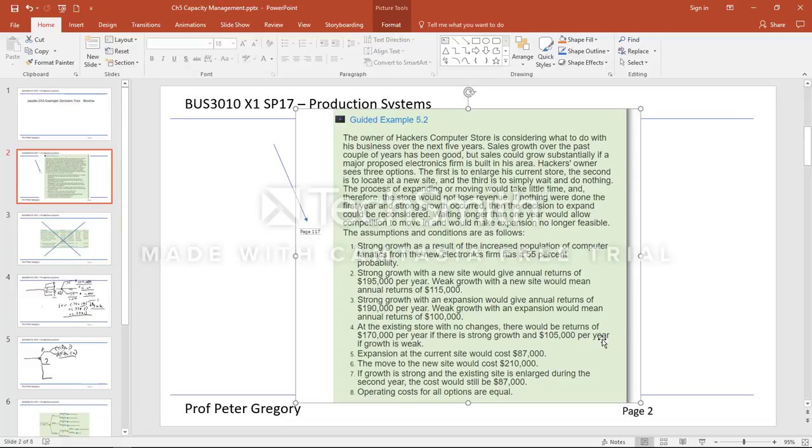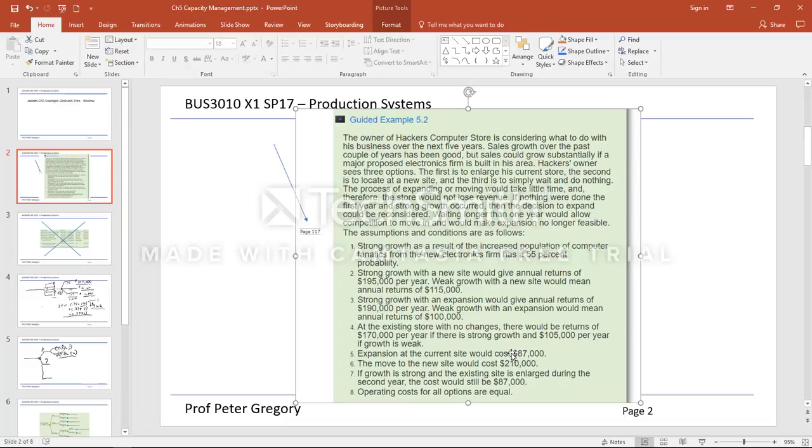For those paying attention to the numbers, this says that if you expanded and there was weak growth, your returns of $100,000 is less than if you did nothing and there was a weak return. Got that? So if there was a weak growth, it actually comes out better if you do nothing. So notice the numbers as you're going through these things, right?